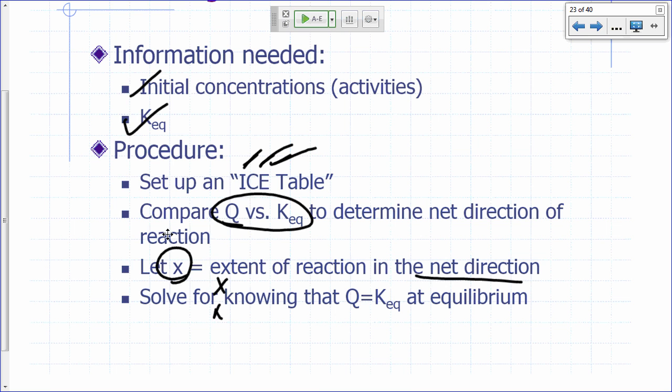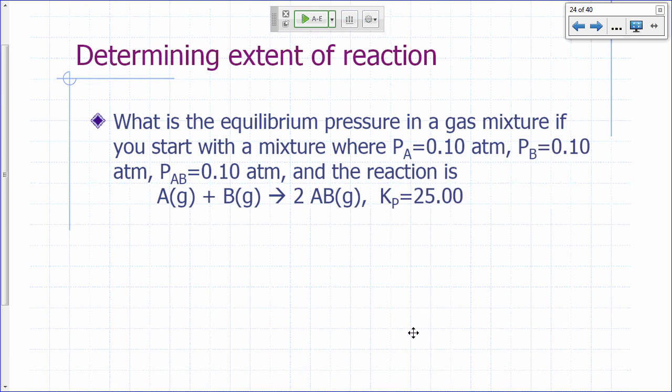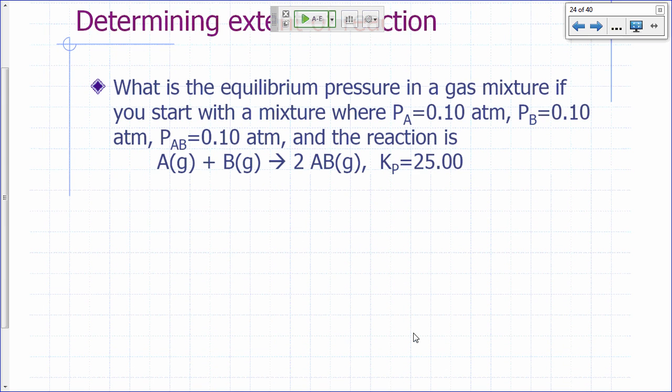Let's illustrate that with this problem right here. Let's say you have a reaction between A gas and B gas that gives you 2AB gas. It's not balanced, huh? Let's just call this C gas. And let's say Kp happens to be 25.